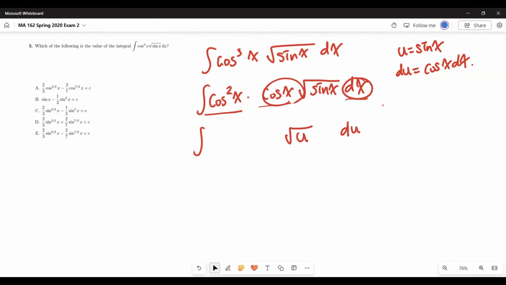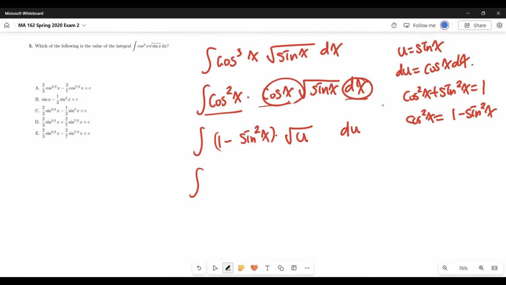And then cosine squared x, we can change that into 1 minus sine squared x, right? Because of the trig identity, cosine squared x plus sine squared x is equal to 1. Cosine squared x is the same as 1 minus sine squared x. So this just becomes 1 minus sine squared x. And then we know we put u as sine x. So this just becomes 1 minus u squared times u to the 1/2 du. Okay, so now let's multiply the u to the 1/2 in, you can just distribute u to the 1/2.